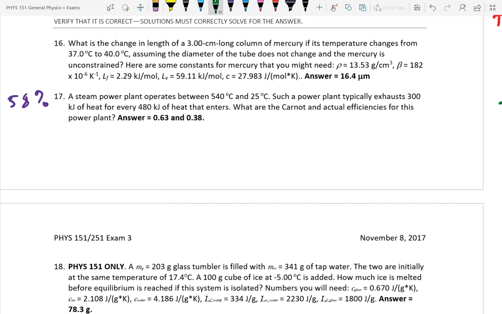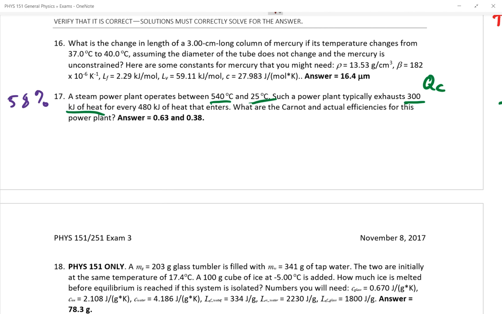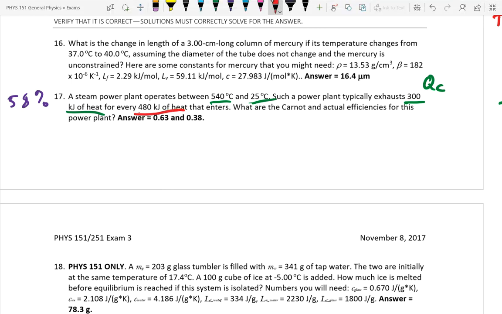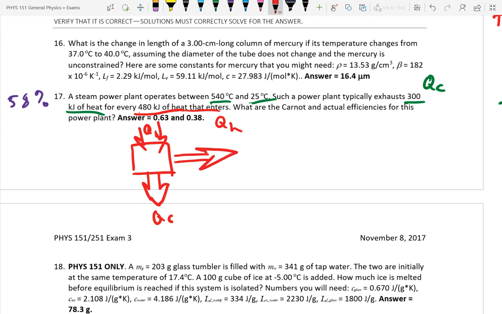So the steam power plant operates between 550 C and 25 C. It exhausts 300 kilojoules of heat, so that's my Q cold because it's the exhausted. For every 480 kilojoules of heat that enters, so that's my Q hot because it enters. So my picture for the steam engine should have the Q hot, the Q cold, and the work out. So that's what the figure should look like.